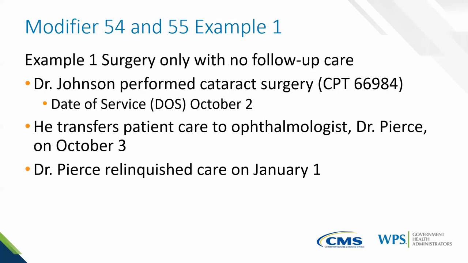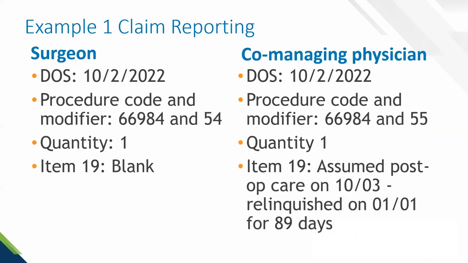So let's give an example here. So we have one doctor who is performing a cataract surgery, and he's transferring care to an ophthalmologist on October 3rd. The ophthalmologist then is relinquishing care on January 1st. So how would we do that? Well, on this screen, it shows you we're going to use the date of service for the surgery, the procedure code, that's a cataract surgery removal, and modifier 54. We're going to have one unit of service. The surgeon does not need to place anything in item 19 because he's relinquishing right after the surgical procedure.